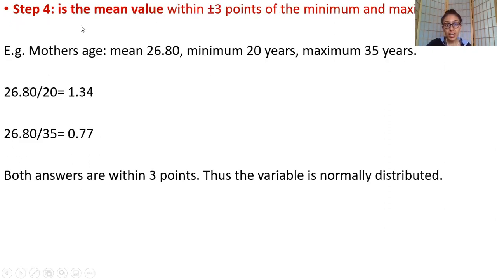Then, is the mean value within plus or minus 3 points of the minimum and maximum value? Again, this is very simple. The mother's mean age is 26.80. If you remember, the youngest mother was 20 years and the oldest mother was 35 years. So you just divide your mean by the youngest mother's age and by the oldest mother's age. Both of these numbers are less than 3 points, or the number 3, just to make it easier for students who find maths confusing. So the variable is again normally distributed.